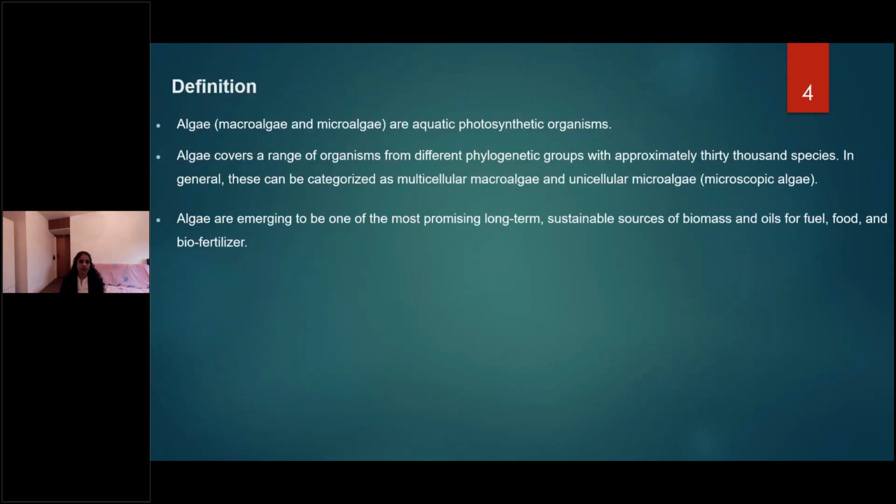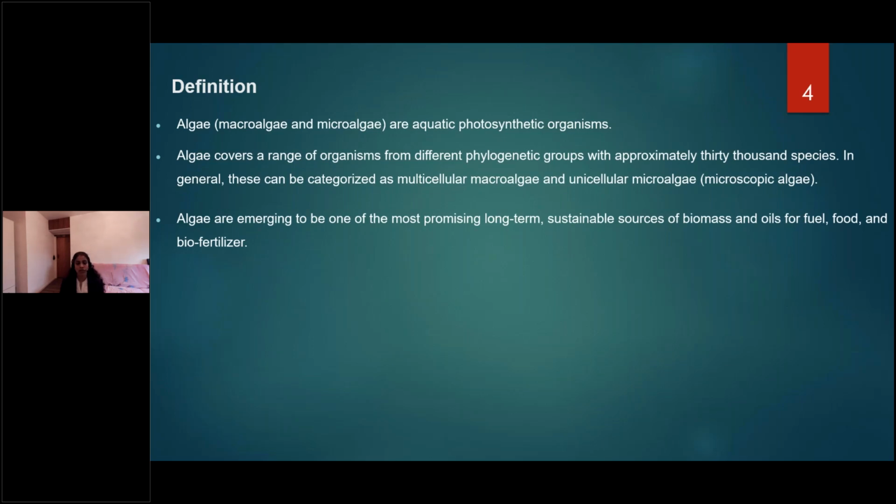So coming to the definition part. Algae are aquatic photosynthetic organisms, micro and macro algae, which cover a range of organisms from different phylogenetic groups. Approximately more than 30,000 species are present, categorized into multicellular macroalgae, which you can call seaweeds, and unicellular microscopic algae, called microalgae.